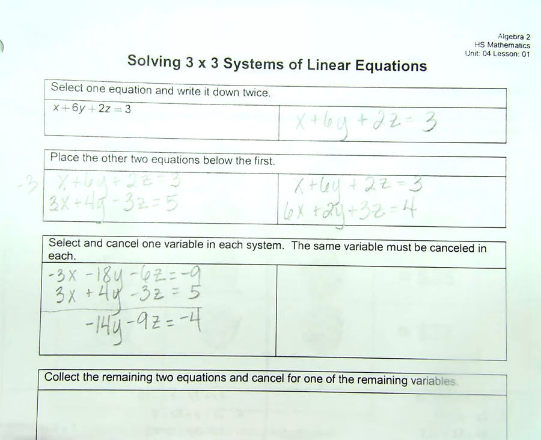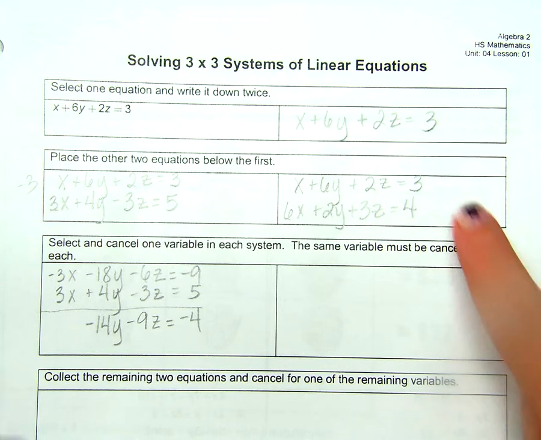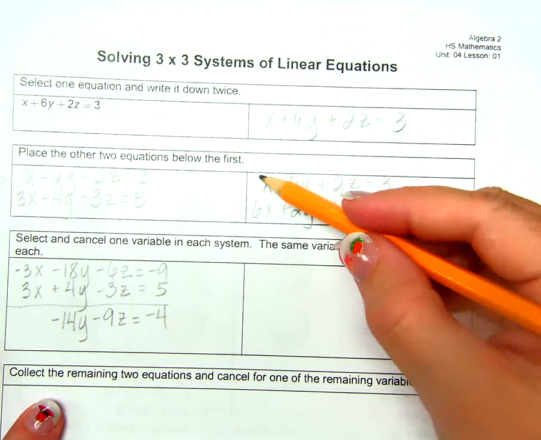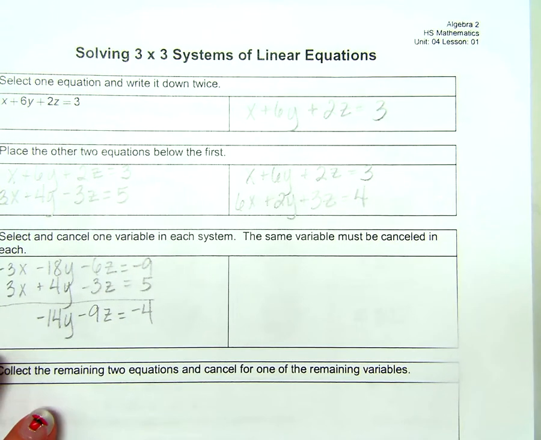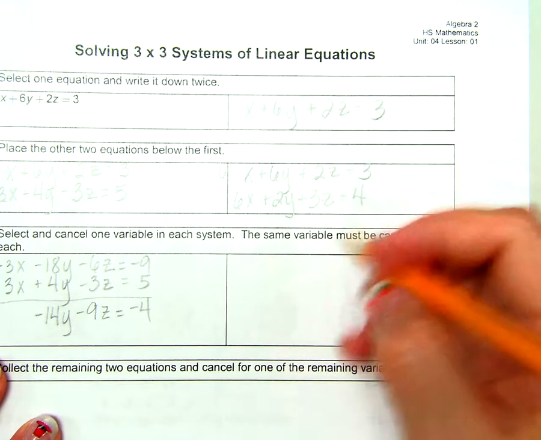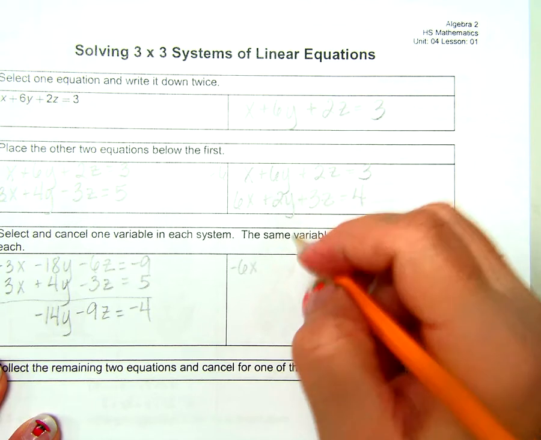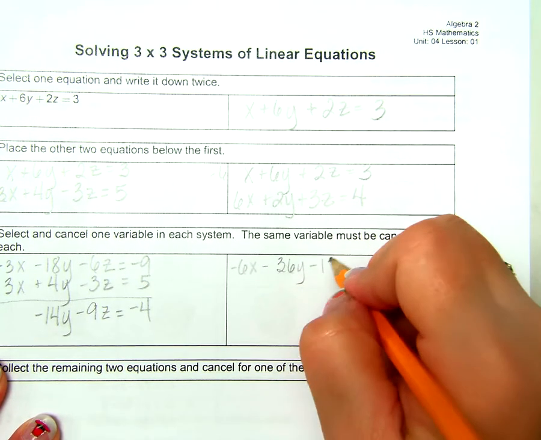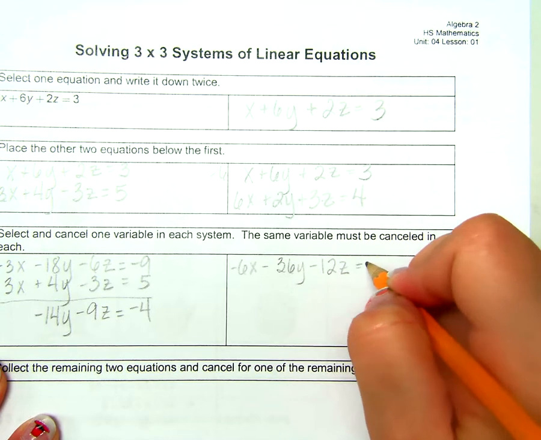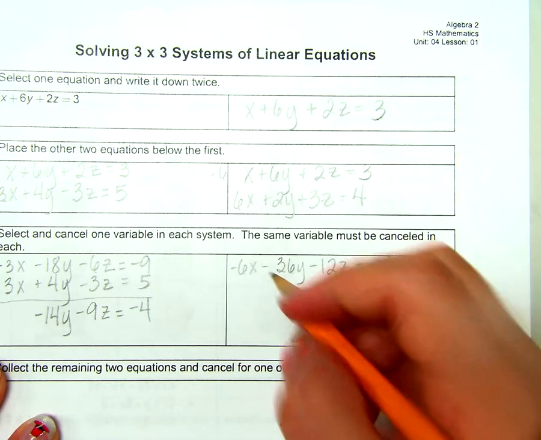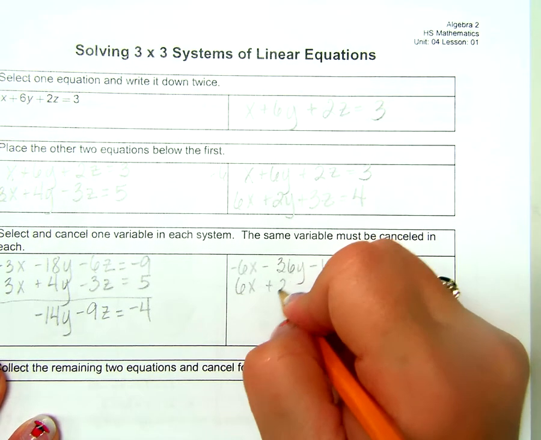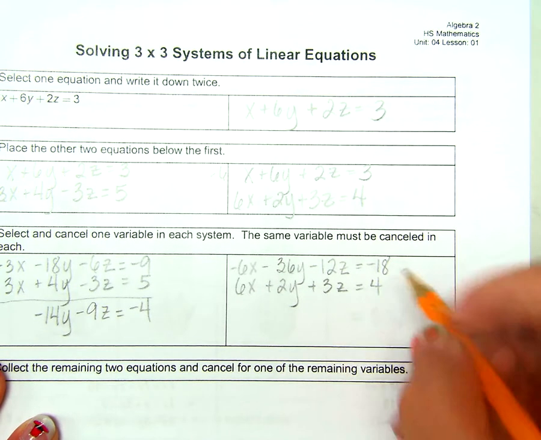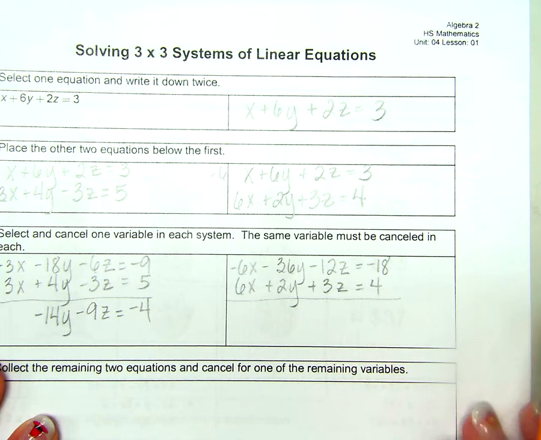Now I'm going to stop and I'm going to ignore that for just a second. I'm going to go to the other one and I'm going to eliminate the x. Okay, so I'm going to multiply the top equation by -6. So I get -6x minus 36y minus 12z equals negative 18. I'm going to rewrite my second equation because I don't need to do anything to that to be able to eliminate my x. And then I'm going to combine.